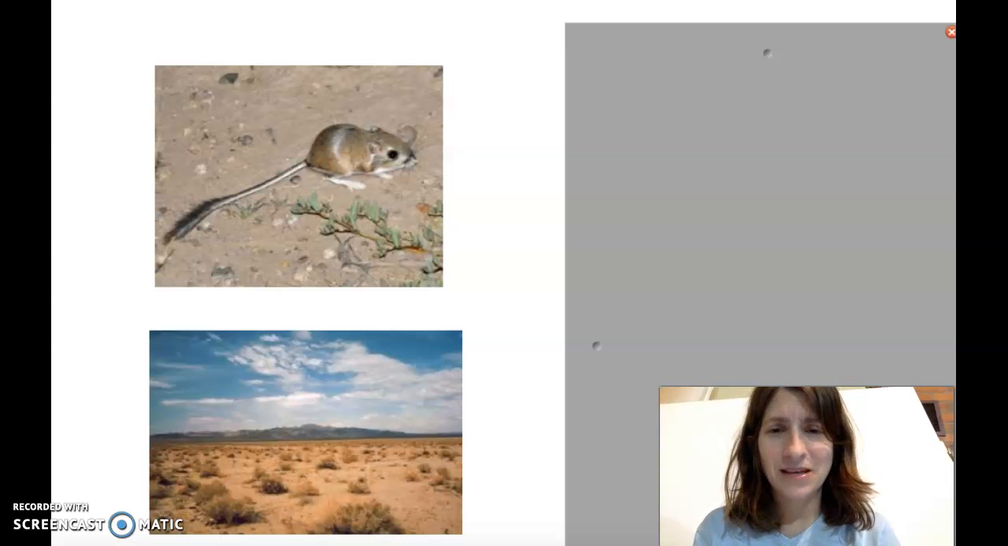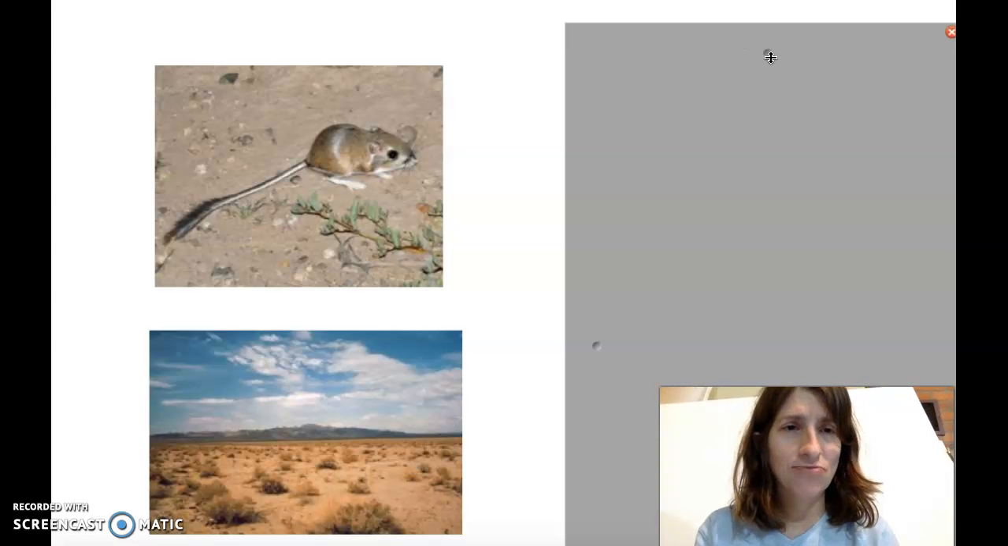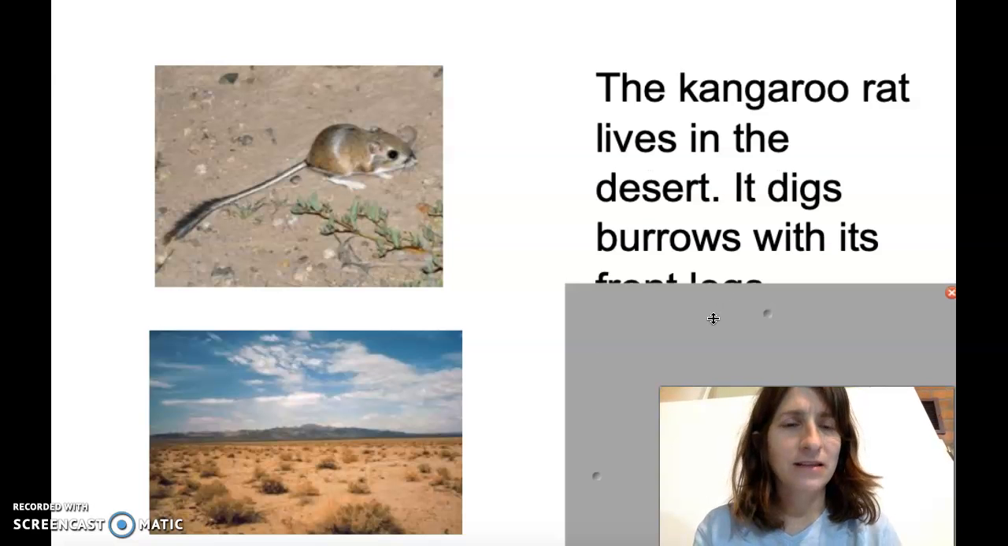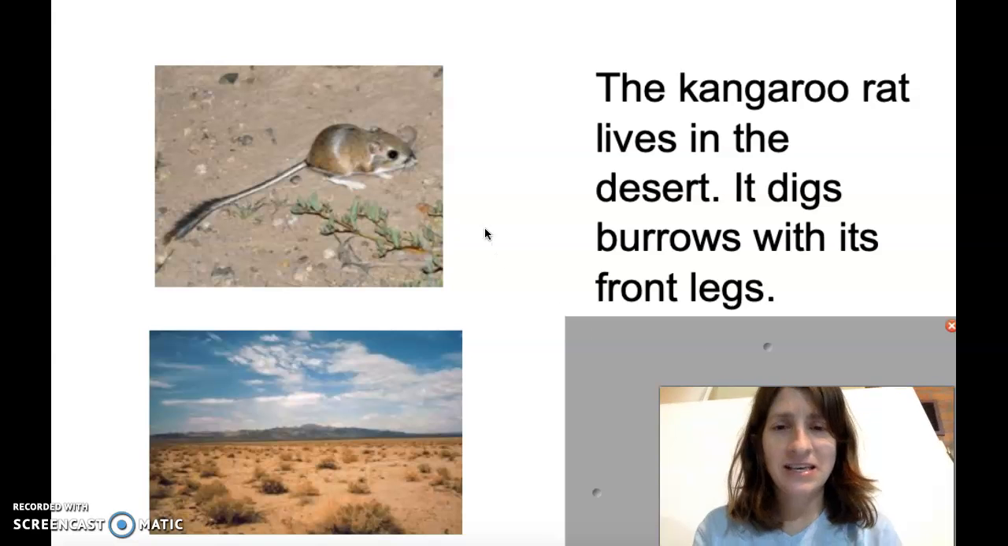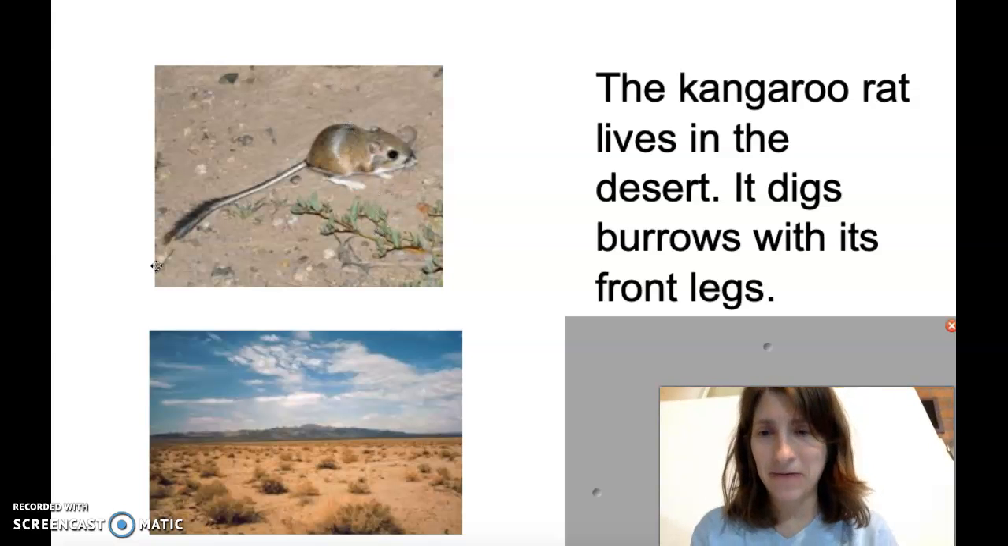Here's another one. Do you recognize this animal? That's right, it is the kangaroo rat. That kangaroo rat lives in this place. It looks similar to the grassland in terms of being flat, but it looks drier. Not much rain falls in this habitat. That's right, it lives in the desert. This animal's adaptation is its front legs allow it to dig burrows. It's able to escape the heat and other predators that way.